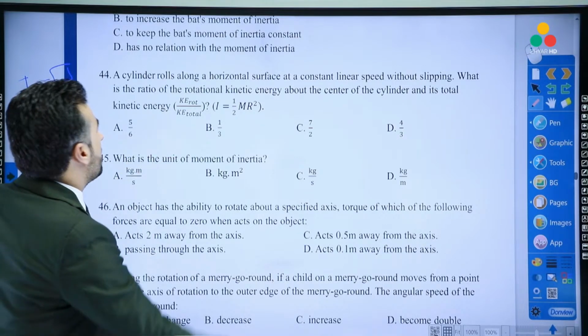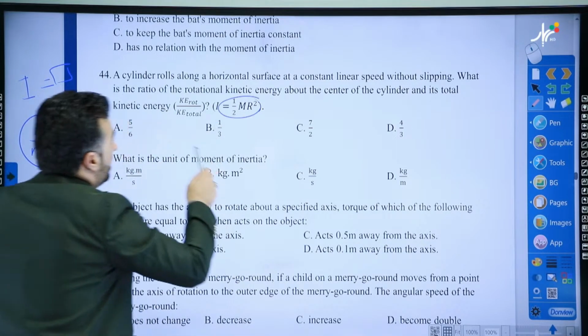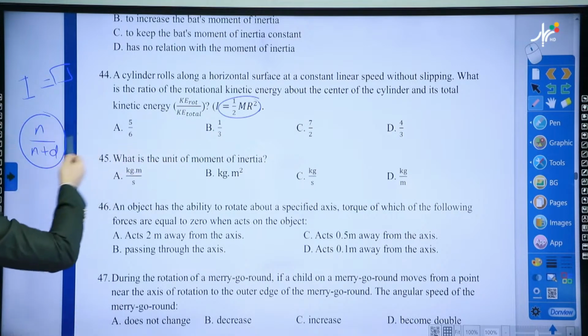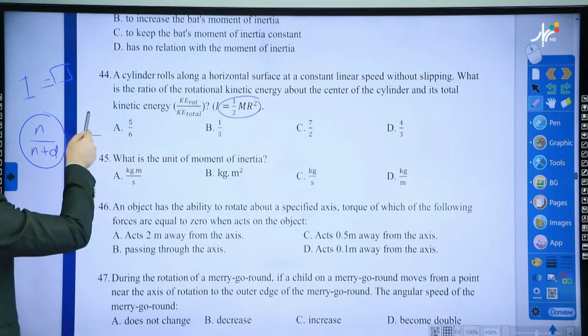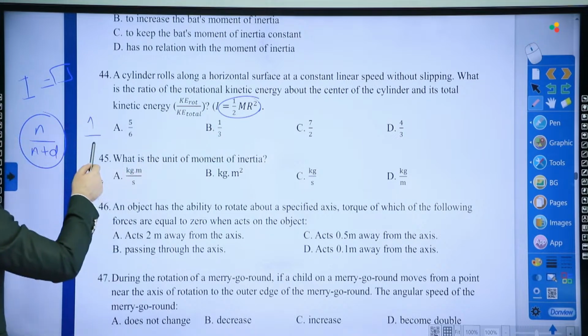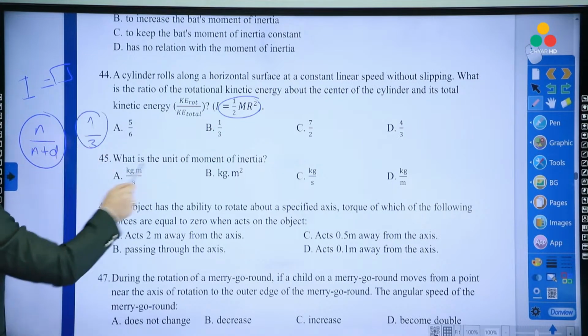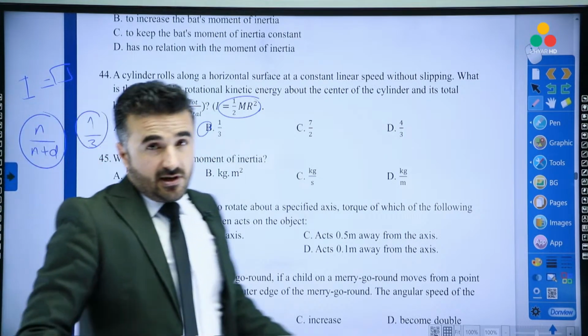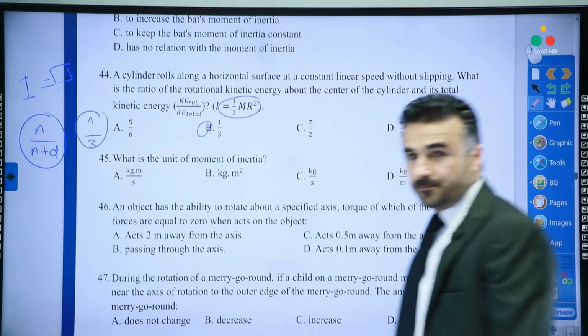So what is the shape in here? It tells you it is this one here. So if we do this one, the numerator is 1. The bottom is going to be numerator plus denominator, so 1 plus 2 is going to be 3, which is 1 over 3. That is B, and of course that is the correct option here.